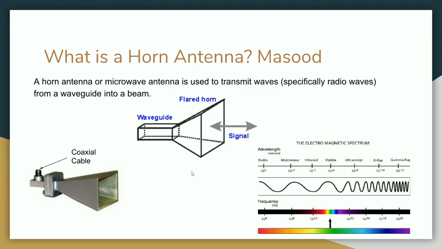The horn antenna operates at microwave frequencies above 300 megahertz. As you can see right here, here's the electromagnetic spectrum, and we have radio waves right here. Typically, the horn antenna operates above the radio waves.